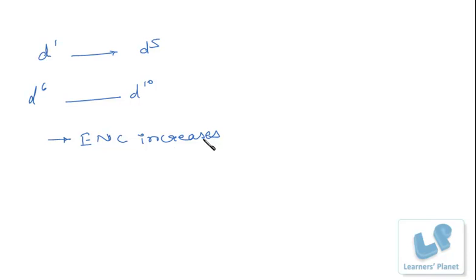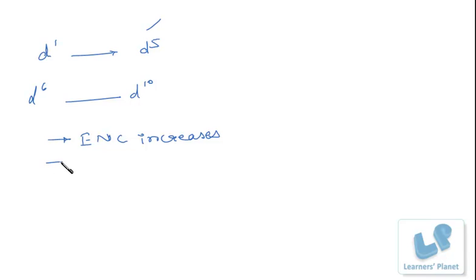See what is happening? Initially the configuration goes from d1 to d5 and then from d6 to d10. So what happens initially? The effective nuclear charge increases. That is, the net force of attraction between the nucleus and the outermost electron increases till here. There is a screening effect, but it is less.